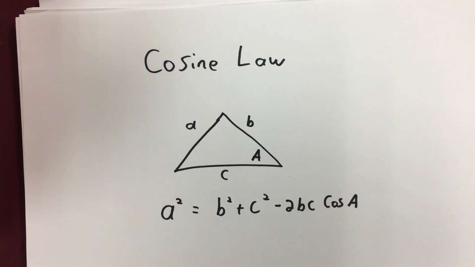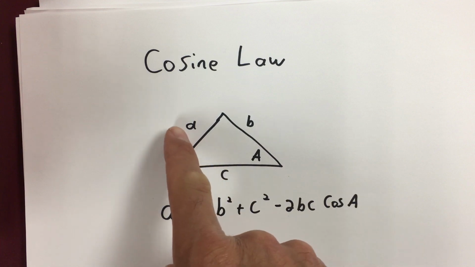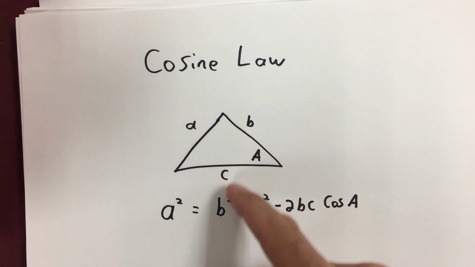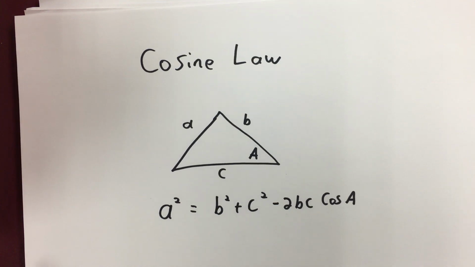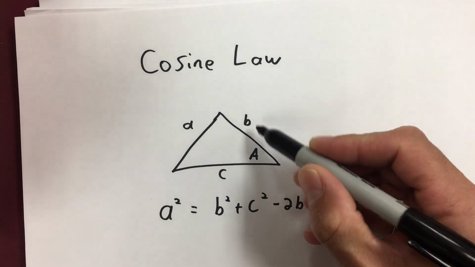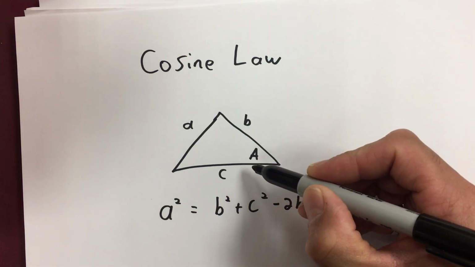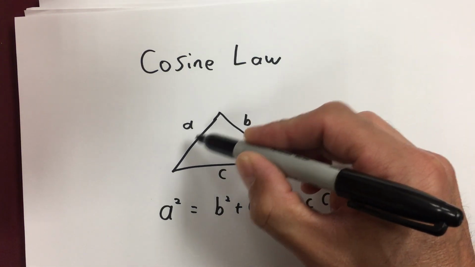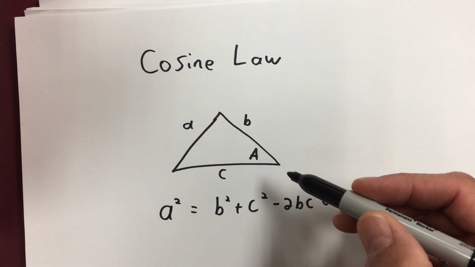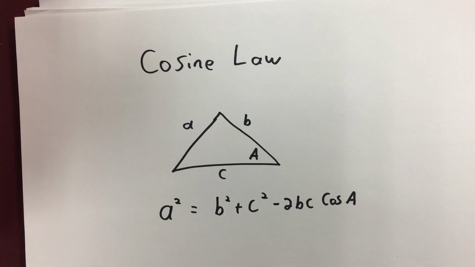You use the cosine law if you're either looking for a side length or looking for an angle when you have these other pieces of information. For example, if you know one side, another side, and the angle between them, you can use the cosine law to find the third side. Also, if you know all three sides, you can use the cosine law to find any angle.